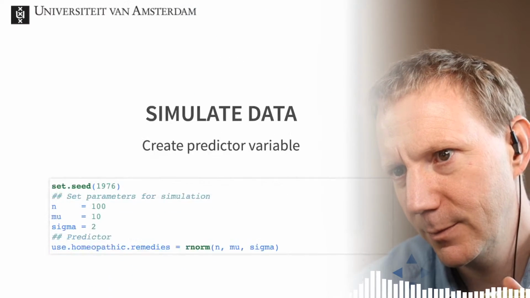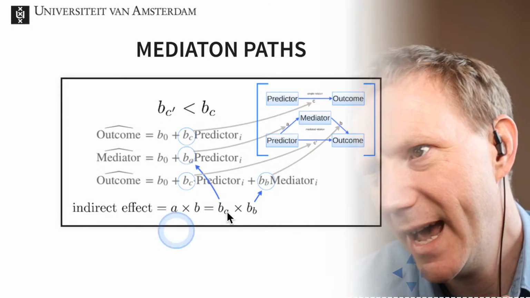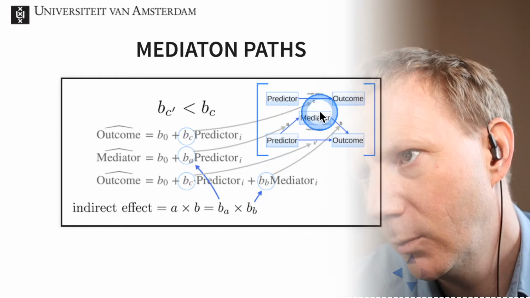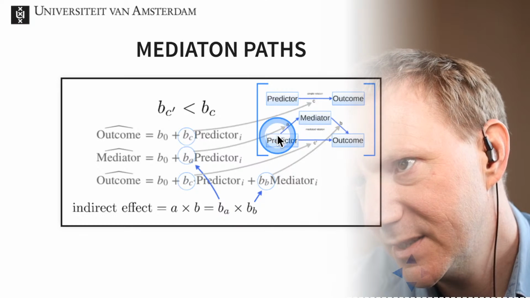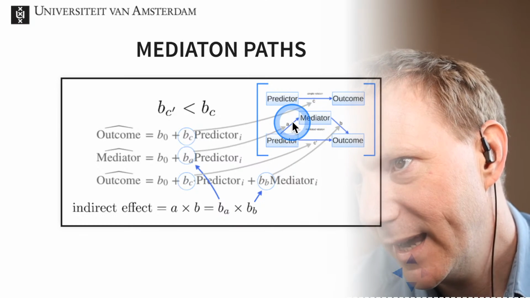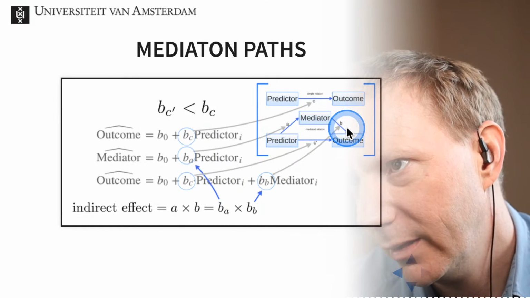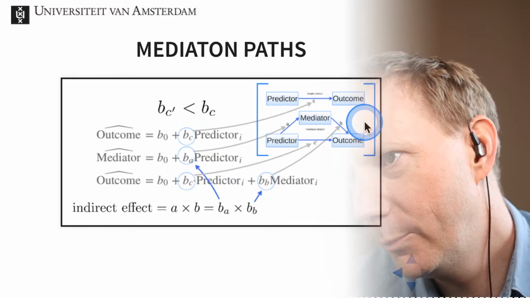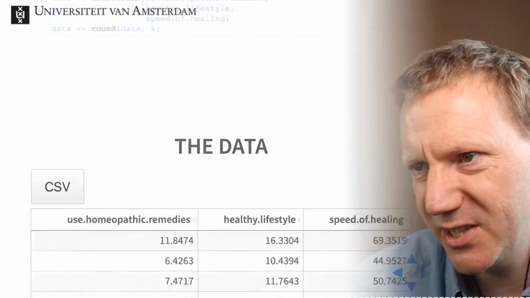And that is C accent, right? No, this is not C accent. We have C accent, that's this one. That is the relation between the predictor while correcting for the mediator. And the indirect effect is when we multiply A times B. So this is a different path. But let me get to that, because we're going to see something here.